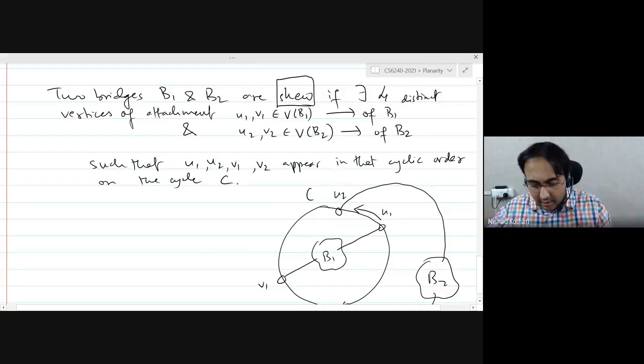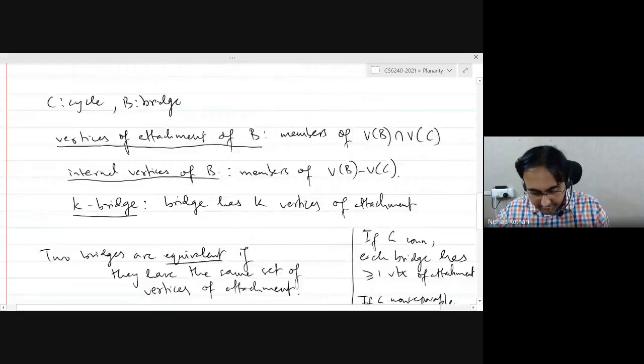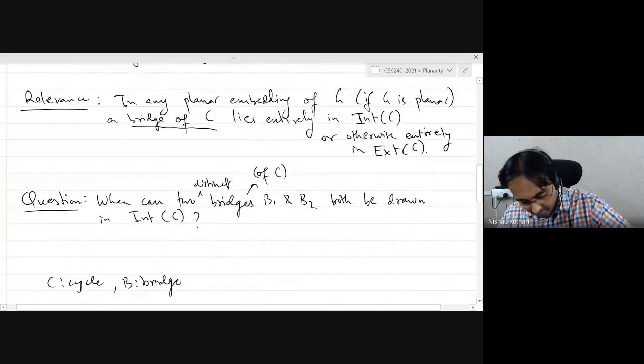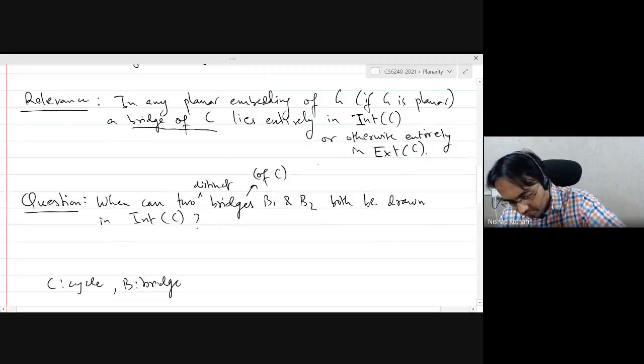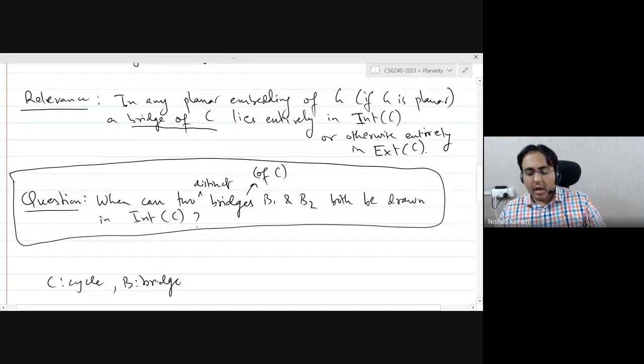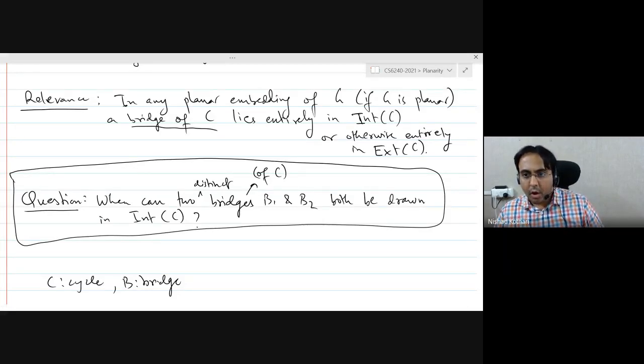And it turns out that the answer to this question that we asked is that whenever they cannot be drawn, it's because either the two bridges are skew or they are equivalent three bridges. And I'll let you think about this and we'll prove it tomorrow.